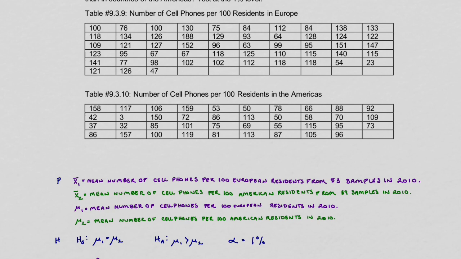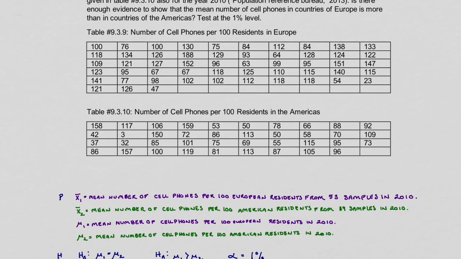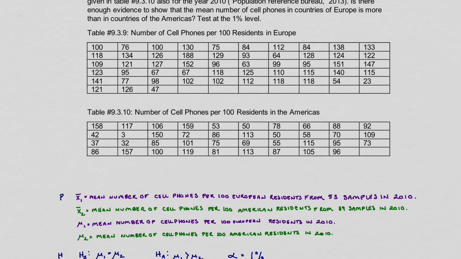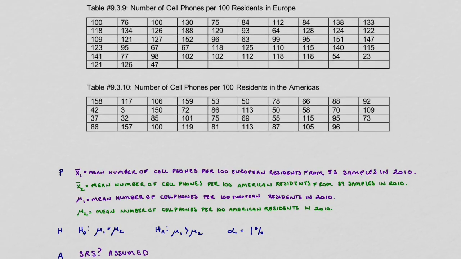If we go back to our last question here, where they're saying, is there enough evidence to show that the mean number of cell phones in countries of Europe is more than the countries in the Americas? More would tell us that we should use a right tail test, or in other words, the greater than sign, assuming that your group 1 is representing Europe and group 2 is representing the Americas. So keep in mind that order is important, so please pay attention to that detail. And again, we are clearly told that our significance level this time is going to be 1%.